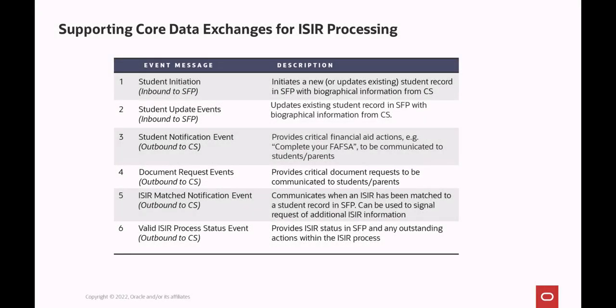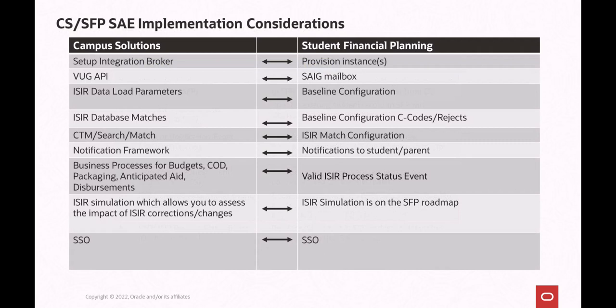The CS SFP Student Aid Eligibility Integration will support the 6 messages shown on the slide. These are the same messages that are also supported in the full CS SFP integration. The messages are student initiation, student update, student notification event, document requests, the ISIR matched notification event, and the valid ISIR process status event. This slide is showing some of the CS SFP Student Aid Eligibility implementation considerations.